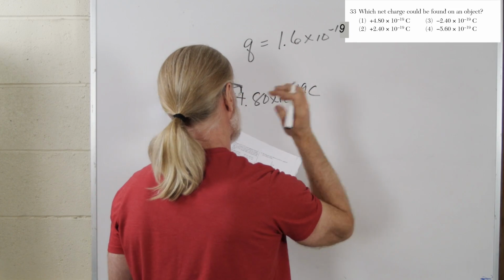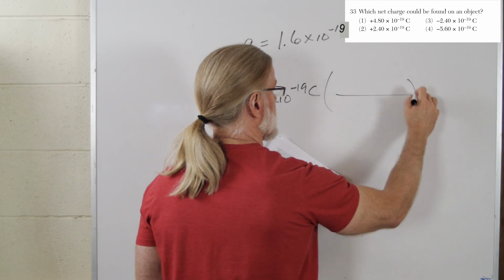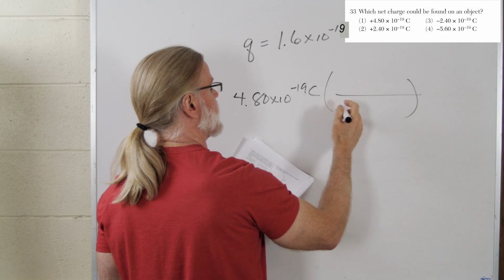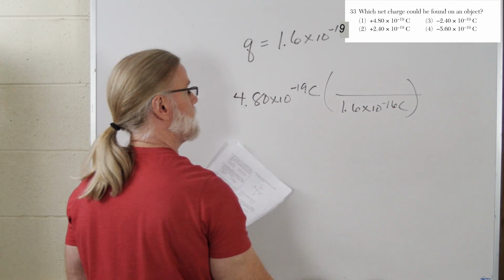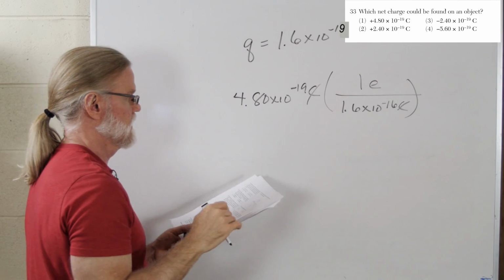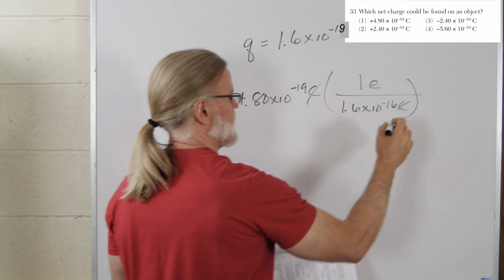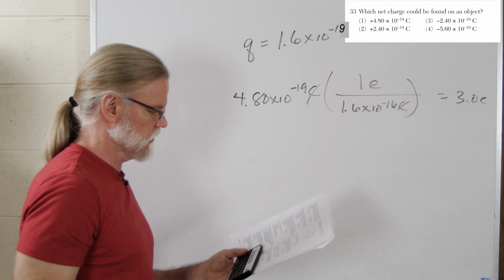Let's convert that to elementary charges, multiplying by 1s. These are equal to each other, so let's make the coulombs go away. So I'm going to put coulombs in the denominator, elementary charges in the numerator, and I think I end up with 3 by doing that. So the first one was the answer.